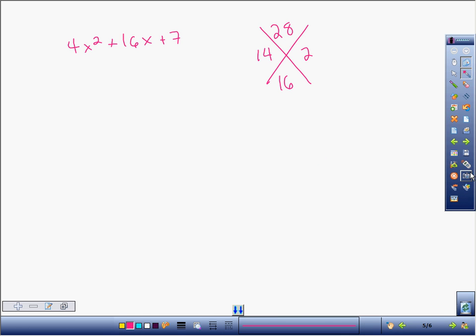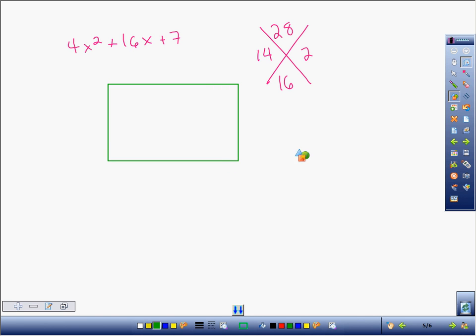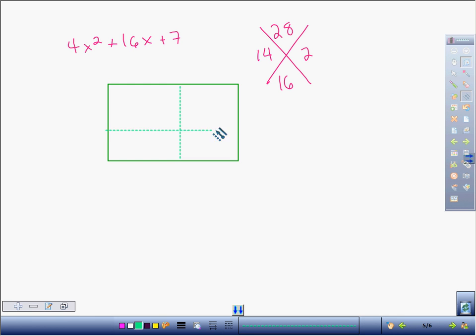Now I make my box, okay? I draw a line, this, and this, and I'm going to put 4x squared here, 7 down here. These two terms have to add to 16x. You don't really have to put that there, but it helps to think about it. 14x, it doesn't matter where you put that, and 2x goes over here.